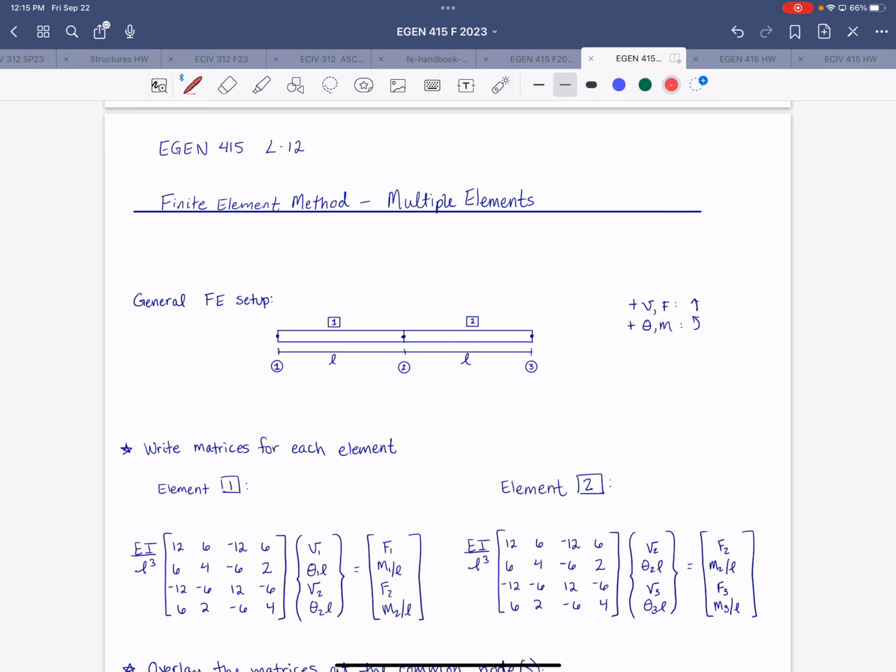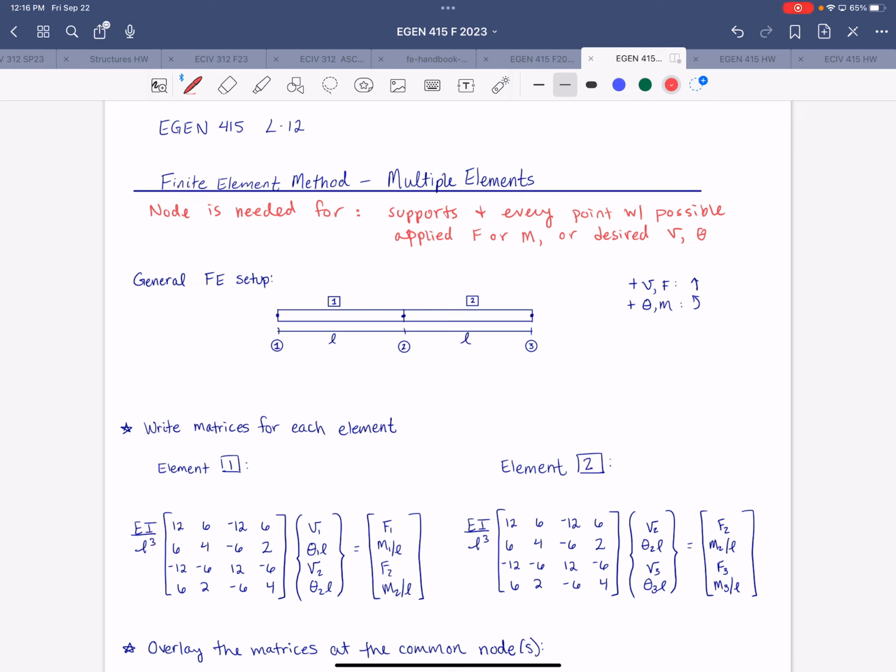So I'll just note here that a node is needed for supports and every point with a possible applied force or moment or desired displacement value.